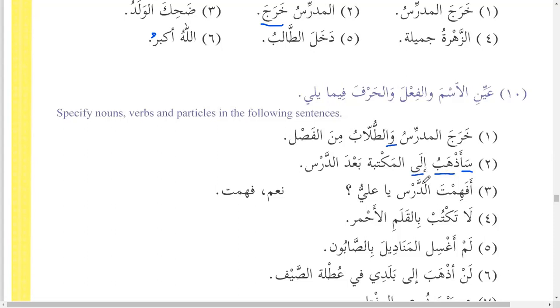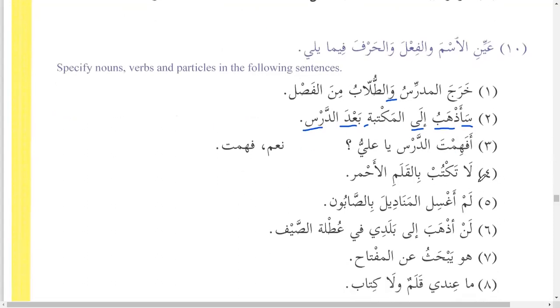If you want, you can use the Arabic terms as well, so you get used to it. Sa is harf. Adhabu is fi'l. Ila is harf. Al-maktabati is ism. Then the word for "time" or "place", it is ism al-dharf, a special noun. It falls in the category of the noun as well, but it is special. Ad-dars is also ism.